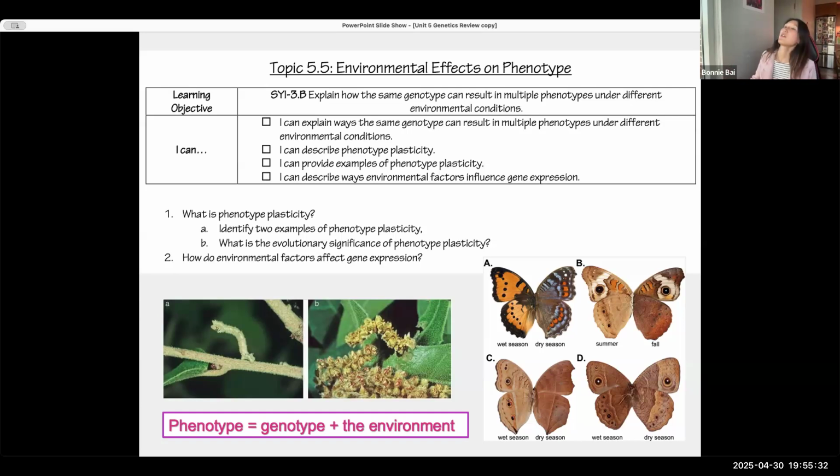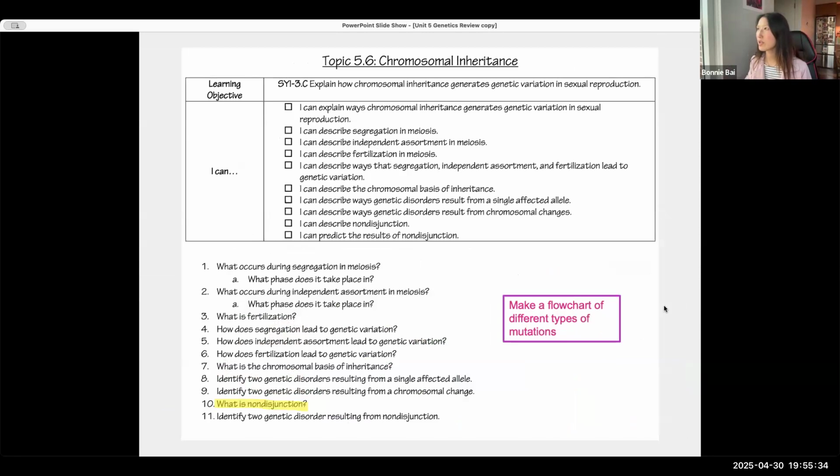Wow. Okay. Next one, chromosomal inheritance, relating to non-disjunction. The law of segregation is really homologous chromosomes separating or the sister chromatids separating. And if that does not happen, then the daughter cells will end up with an abnormal number of chromosomes potentially. You don't need to know the exact genetic disorders that are shown on this page.